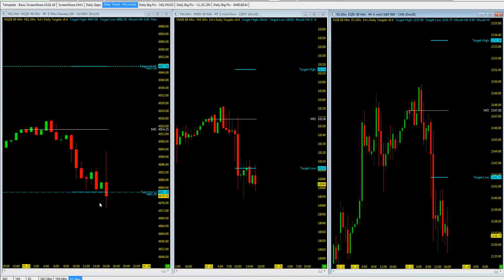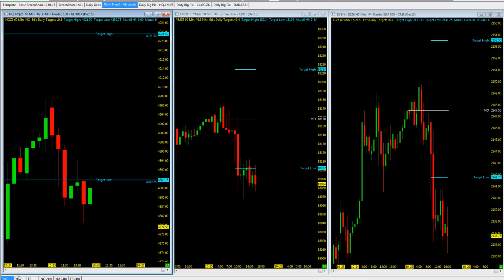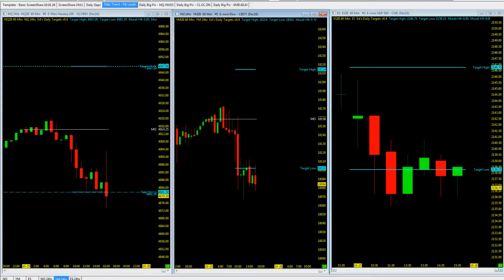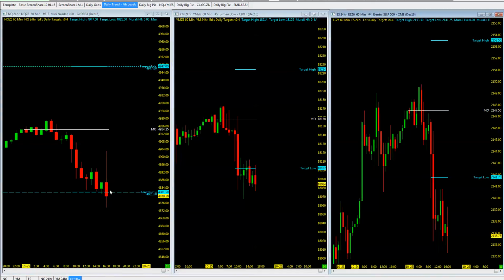All right, talked about the fib levels. Again, we got the intraday fib levels. Let's go ahead and take a look at those quickly. There they are. Price action to the downside is doing a nice job hitting those intraday fib levels downside. And the 24-hour targets, we could see NQ doing a fine job as well downside here. YM and ES as well.